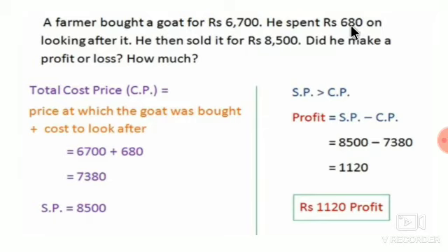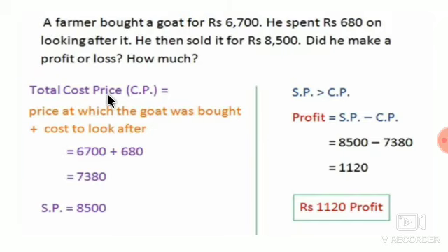A farmer bought a goat for 6,700 rupees. He spent 680 rupees on looking after it. He then sold it for 8,500 rupees. Did he make a profit or loss, and how much? Here we have to find the total cost price, because the farmer bought the goat for 6,700 rupees. This is the cost price. But he spent some more amount to look after it, 680 rupees. So this is also calculated in the cost price.